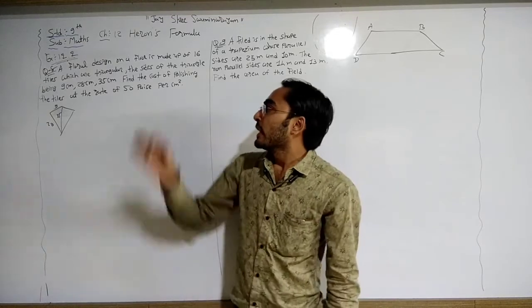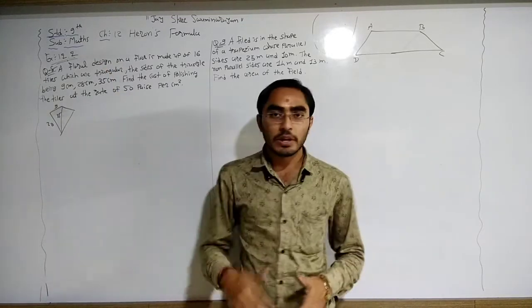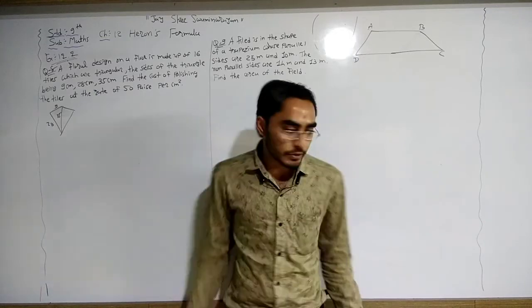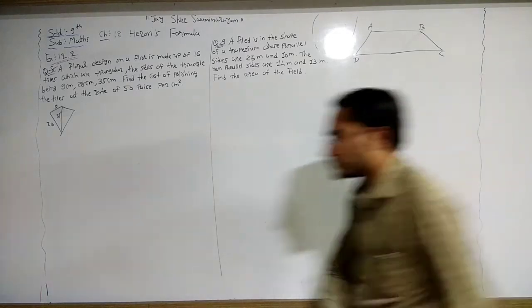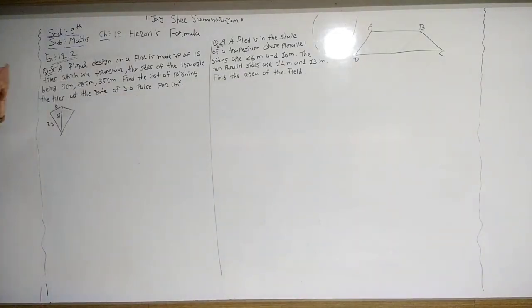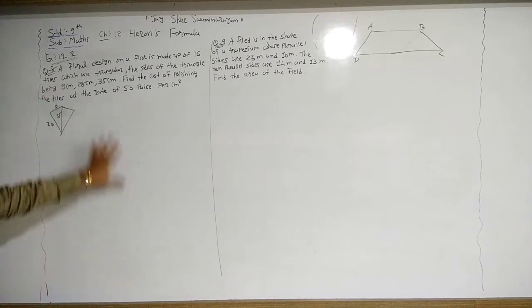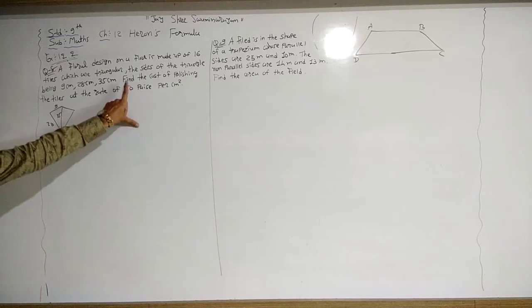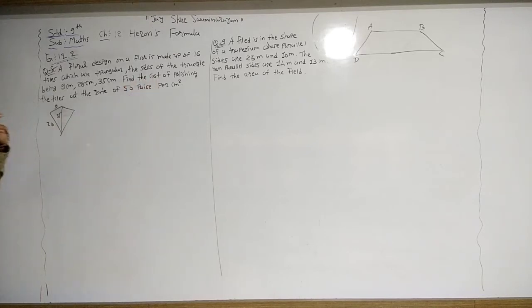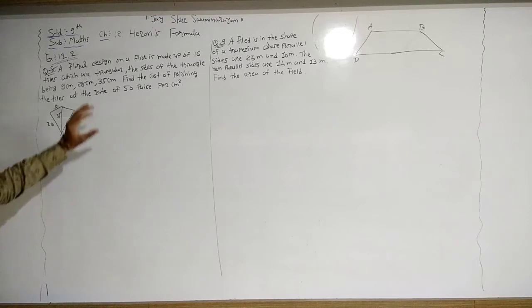Now let's move forward. Exercise 12.2, question number 8. First of all, read this question. Here, a floral design on a floor is made up of 16 tiles which are triangular. The sides of the triangle being 9 cm, 28 cm and 35 cm. Find the cost of polishing the tiles at the rate of 50 paisa per centimeter square.